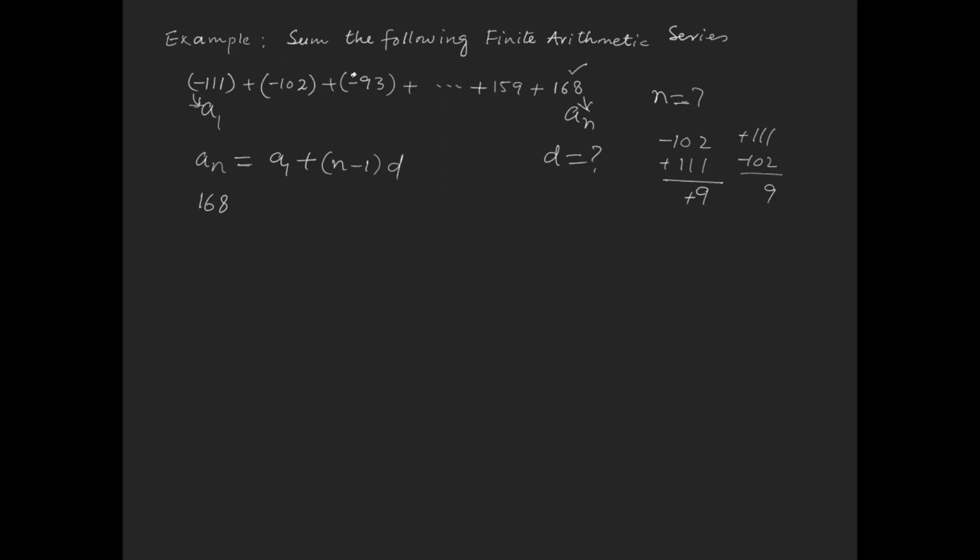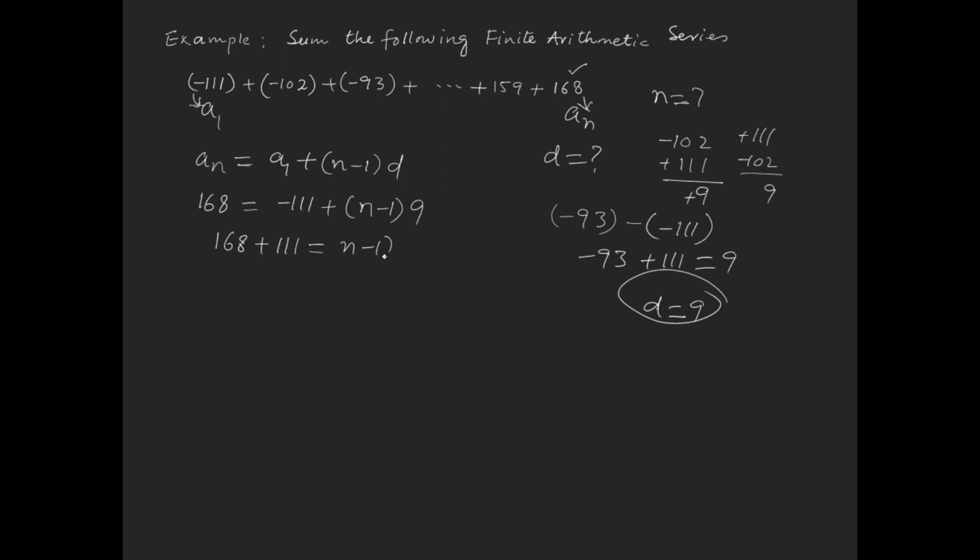Similarly, if we subtract the second term from the third term, it is minus 93 minus triple 1. So minus 93 plus triple 1, the answer is 9. So D is basically 9. It is the value of D. So the first term is minus 111 plus n minus 1. So n is not known, and D is how much? 9. So 168, take it to this side.